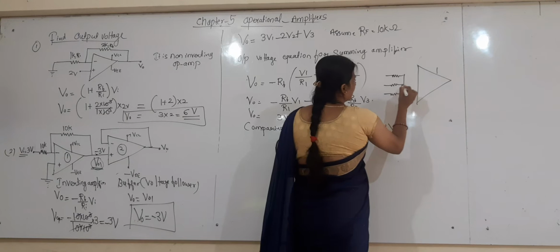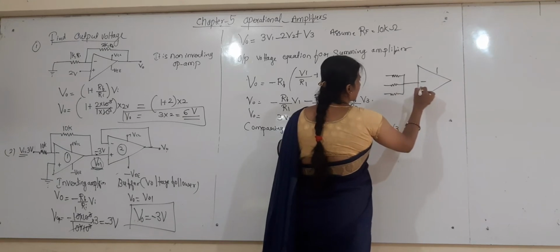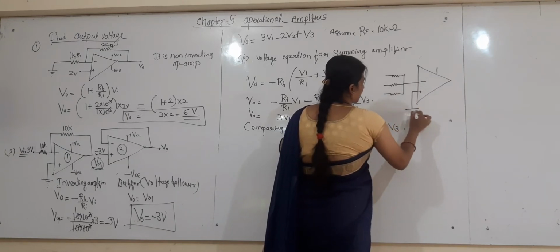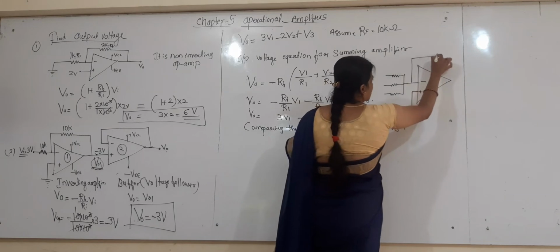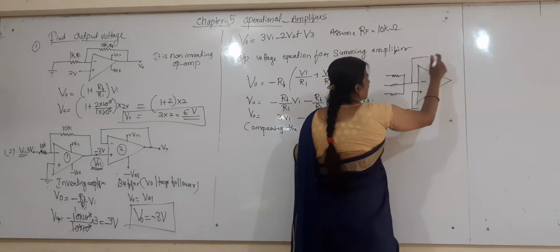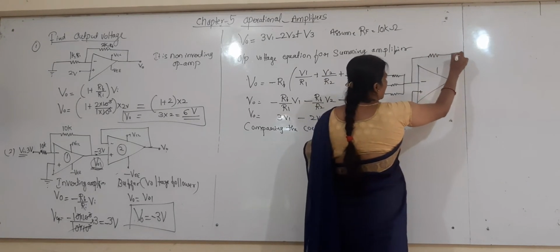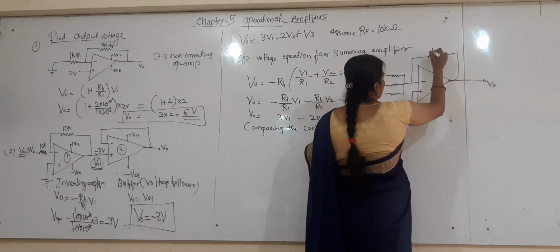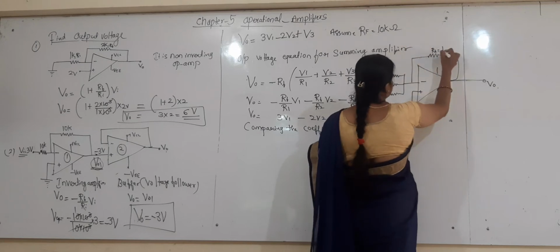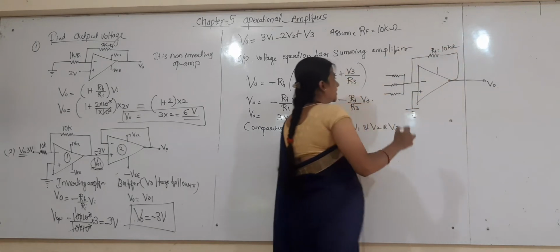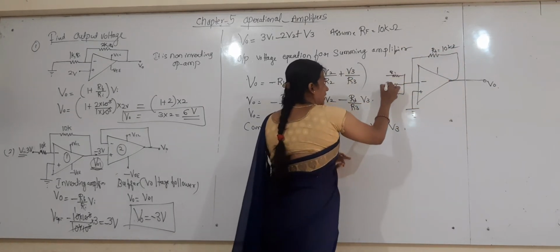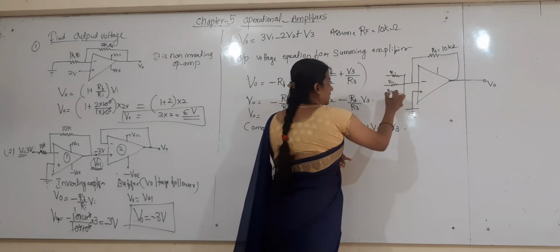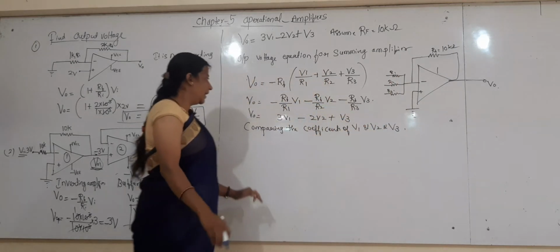So this summing amplifier is connected to the inverting terminal, and the non-inverting terminal is connected to ground, whereas the feedback resistor RF is connected here. To this V0 we are getting, RF is given as 10 kilo ohm. So this summing amplifier has R1, R2 and R3.